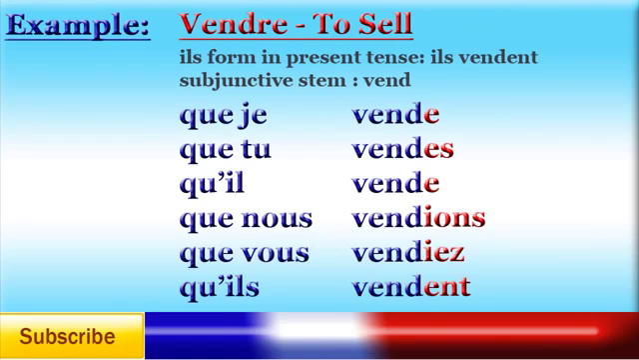And here's an example of a third group verb, vendre, to sell. The ils form of the present tense is ils vendent, ending in ent, so you take the ent ending off and you get a subjunctive stem, vend. Que je vende, que tu vendes, qu'il vende, que nous vendions, que vous vendiez, qu'ils vendent.